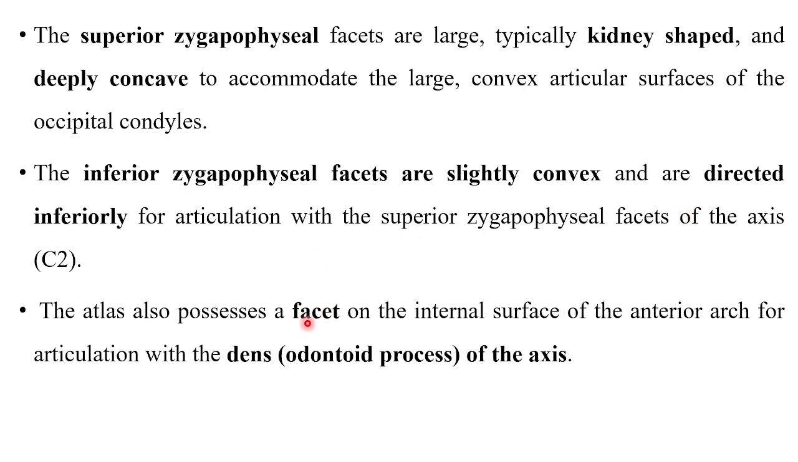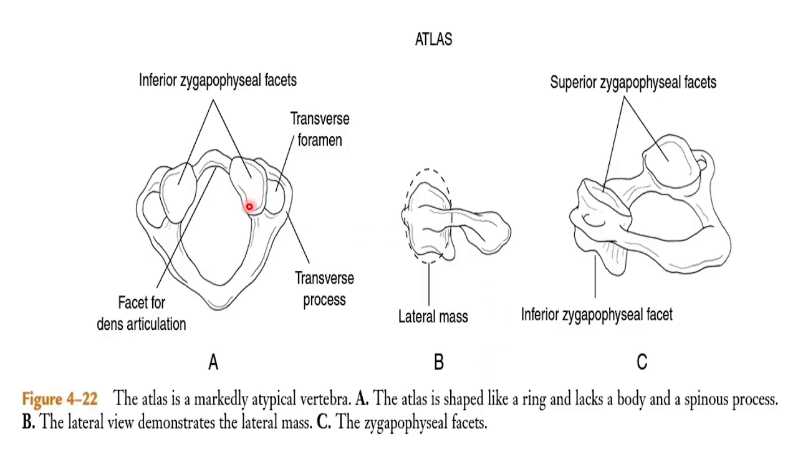The atlas also possesses a facet on the internal surface of the anterior arch for articulation with the dens, that is the odontoid process of the axis. So this particular facet will be articulating with the odontoid process or dens of the axis.